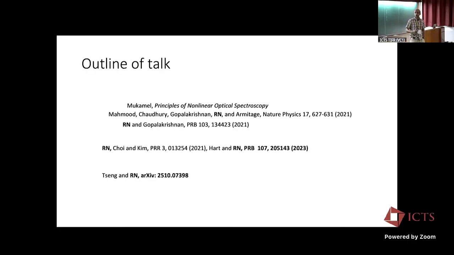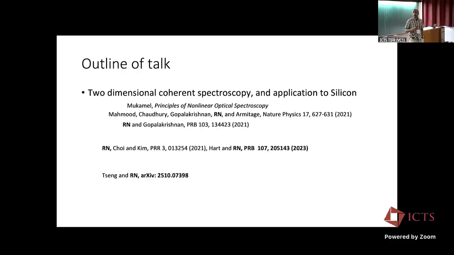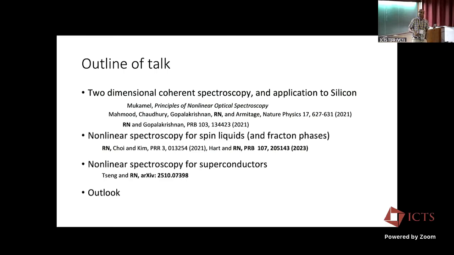The way I'll structure the talk is as follows. I'll begin by briefly reviewing two-dimensional coherent spectroscopy. This will be pretty fast because Peter already presented 2DCS and the application to silicon. Then I'll talk more about nonlinear spectroscopy for spin liquids and fracton phases, nonlinear spectroscopy for superconductors, and then some outlook.